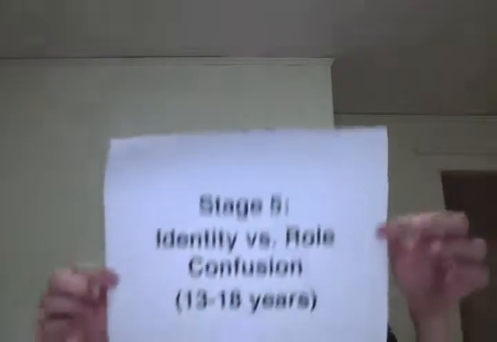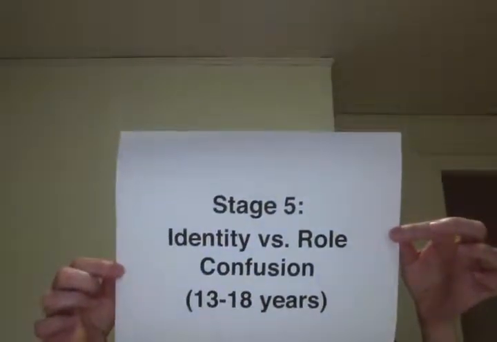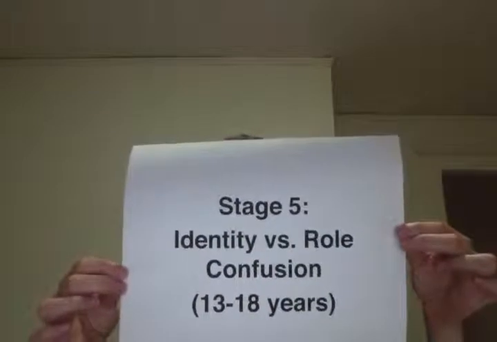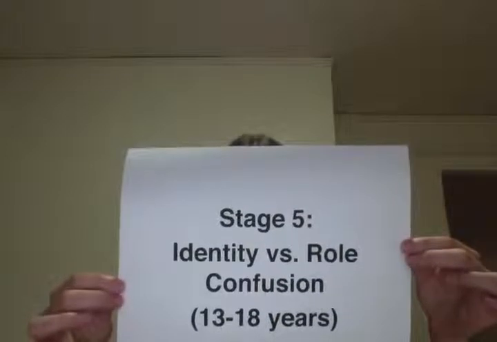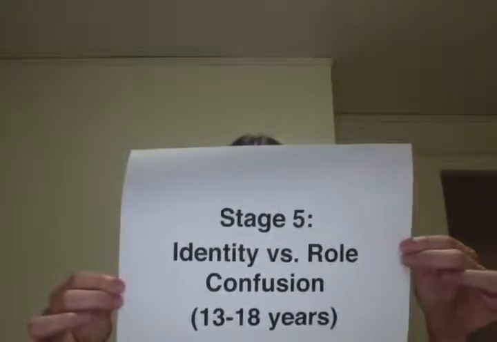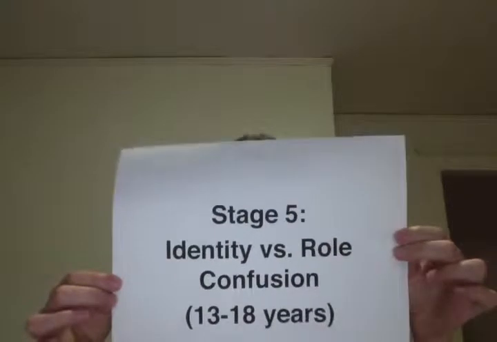The next stage, as we're into late middle school, high school, is one that will be familiar to anyone who's taught teenagers, been in the same room as teenagers, or has been a teenager him or herself. So, stage 5, identity versus role confusion, ages 13 through 18. So, at this point, the person is figuring out, I know I can do these things, or I know I can't do things, but who am I?